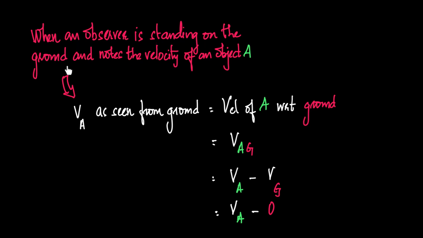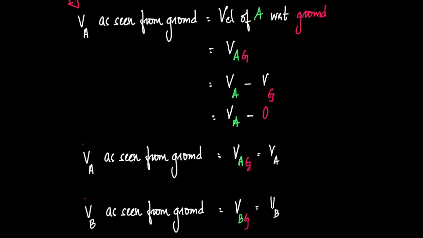When an observer is standing on the ground and is noting down the velocity of an object A, velocity of A as seen from the ground is actually velocity of A with respect to ground, or what we call relative velocity, VAG, which is numerically equal to velocity of A minus velocity of G. And since this is ground, we assume that ground is at rest, therefore velocity of ground is equal to 0. And VA minus VG becomes VA minus 0, which is equal to VA. So velocity of A as seen from ground is equal to VA. Similarly, velocity of B as seen from ground is velocity of B with respect to G, which is equal to VB.